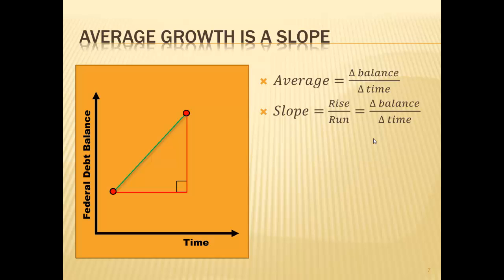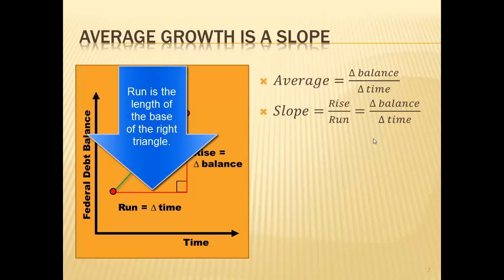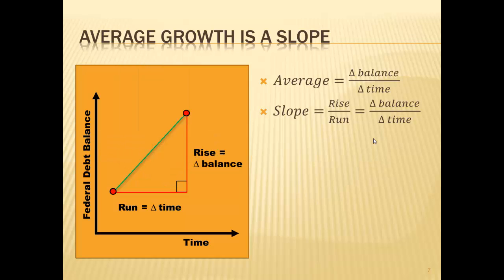With that right triangle, we can calculate a slope. Now, as you may or may not recall from geometry, the slope is defined as the rise over the run. And the rise in our case is simply the change in the balance during the course of the president's term. The run is the change in time. And that, of course, is going to give us the slope. Now, you'll notice that the average is equal to some number, and the slope is equal to the same number. We know from Euclid that when two numbers are equal to the same number, they must be equal to each other. So therefore, slope is equal to average. This will become useful later.